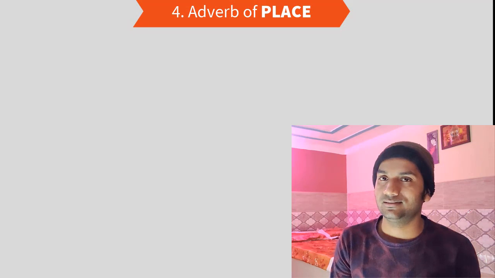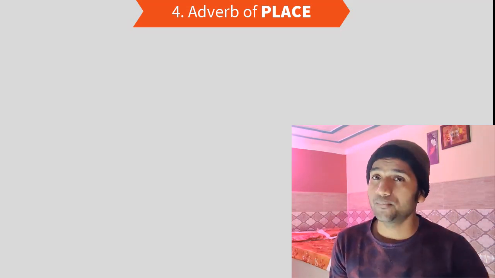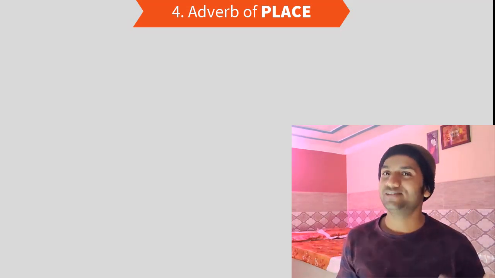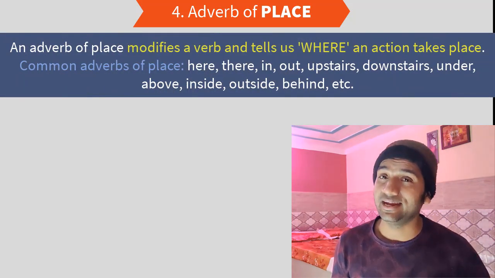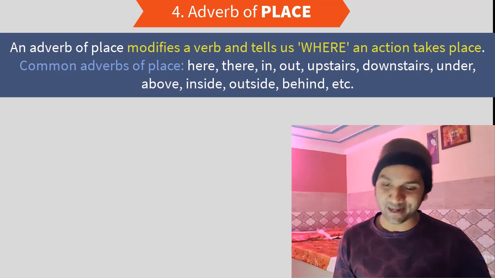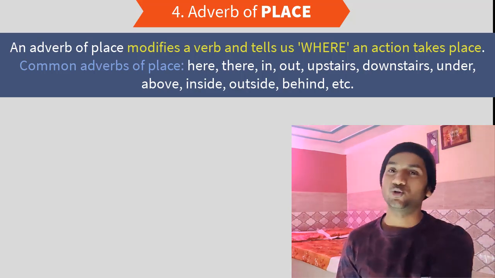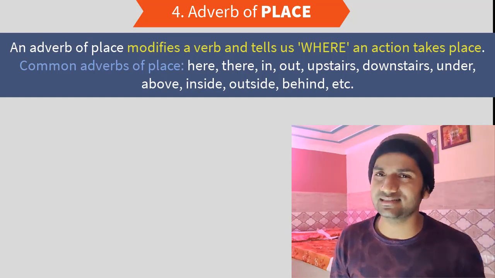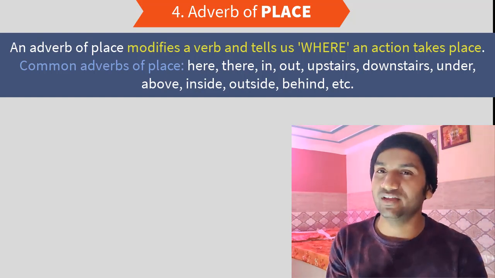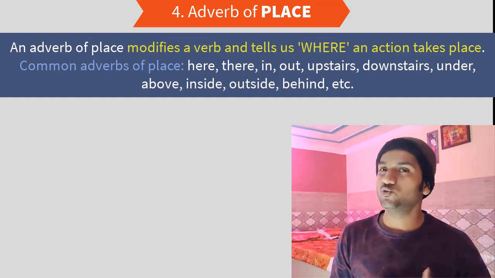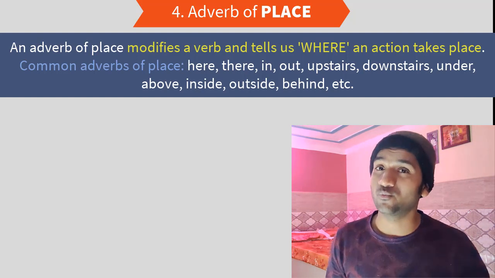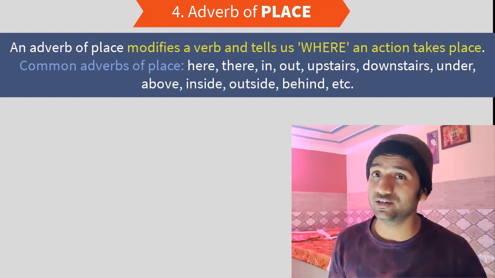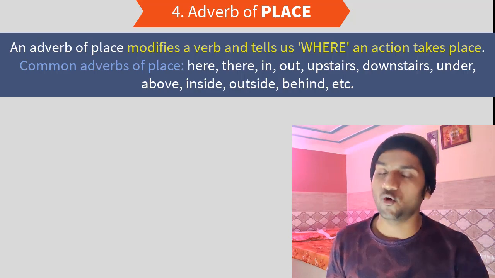Moving to the next one, an adverb of place. It talks about the place of an action. It talks about where an action takes place or took place or is taking place or will be taking place, whatever the tense we have in the sentence. Now, how do we find out an adverb of place? Ask the question where to the verb and you will find out your adverb of place.